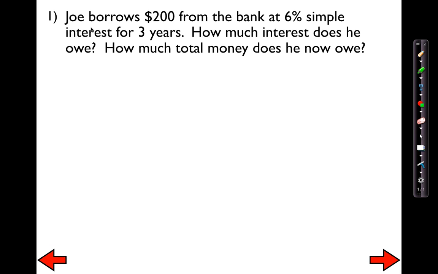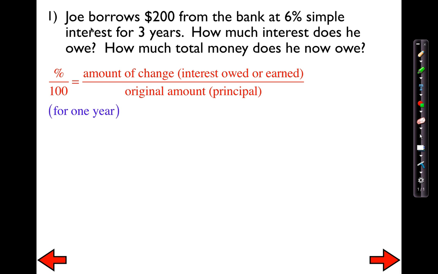So let's take a look at our first example. It says Joe borrows $200 from the bank at 6% simple interest for 3 years. How much interest does he owe? How much money does he now owe? So one way you can set it up is using a proportion. We're going to set it up as the percent over 100 and the amount of change, which is the interest owed or earned, over the original amount, which we are going to consider the principal.